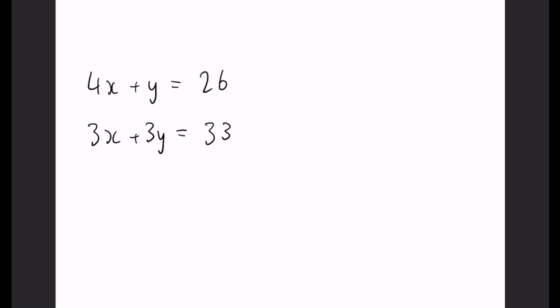Okay, like I said before, what if the equations do not have a variable that is the same straight off the start? What you can do, just like with fractions and other things like that, whatever you do to one side, you have to do to the other.